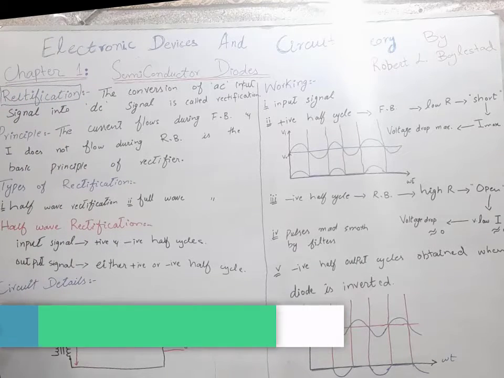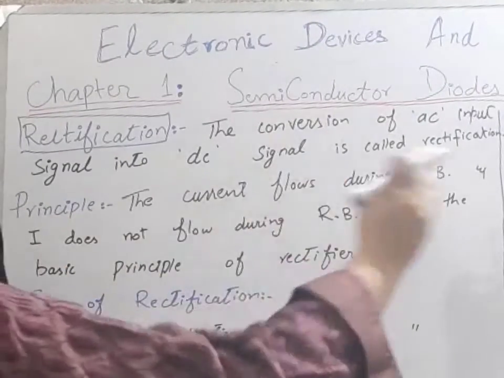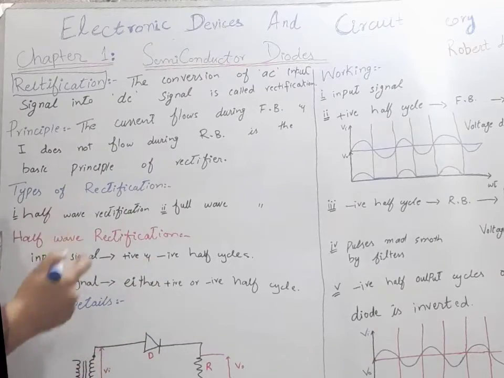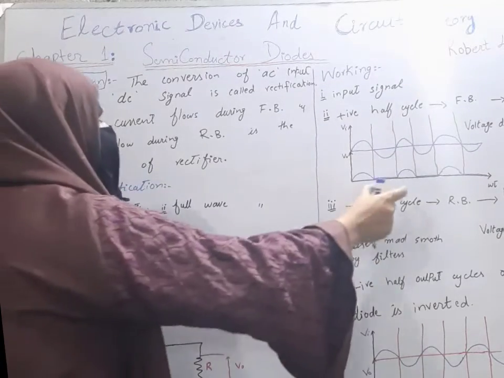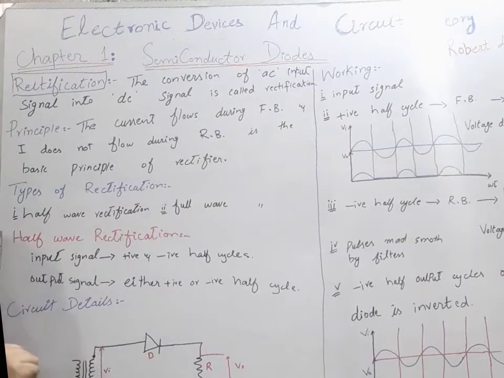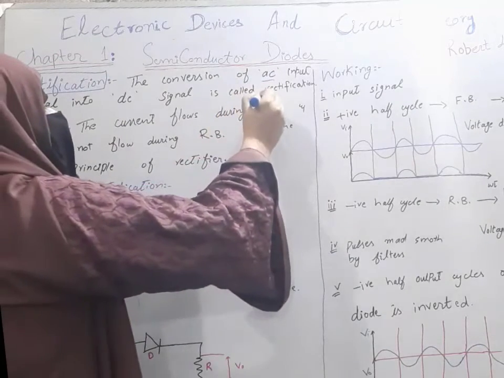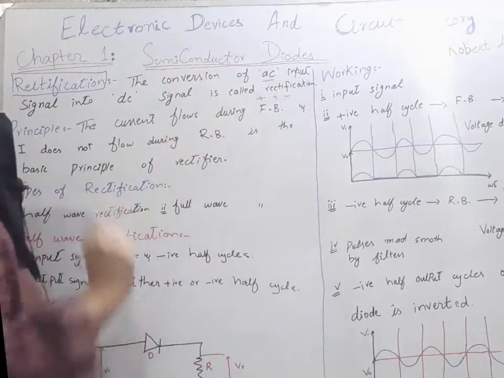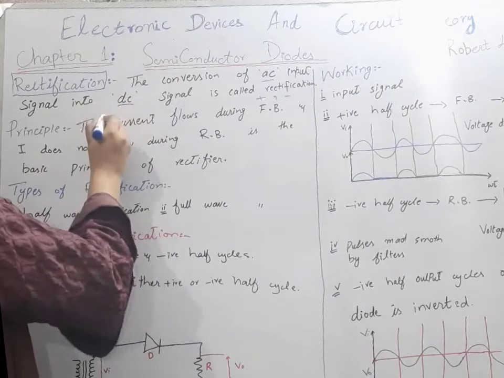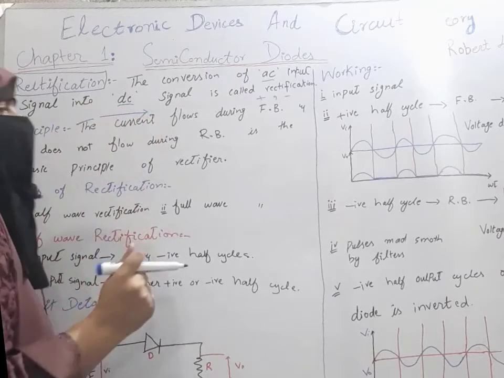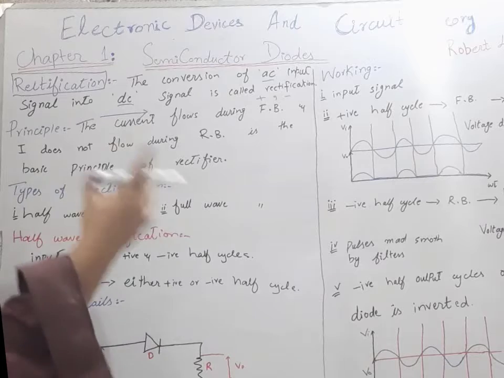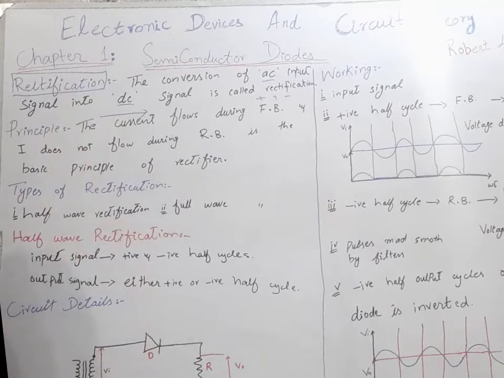What is rectification? The conversion of AC input signal into DC signal is called rectification. AC signals consist of positive and negative signals, but DC signals are unidirectional signals. So we will convert the AC input signals into DC signals.